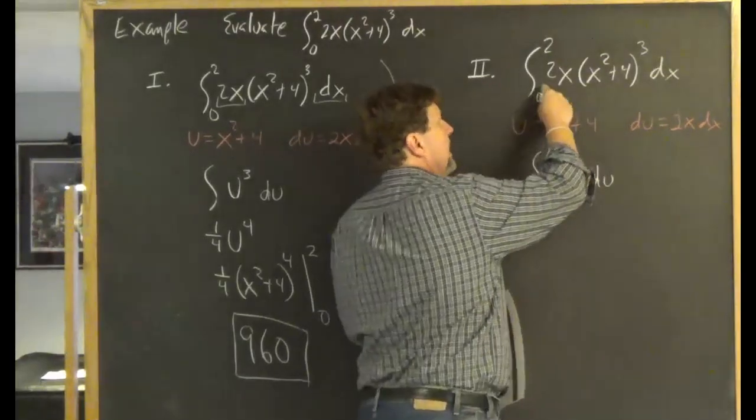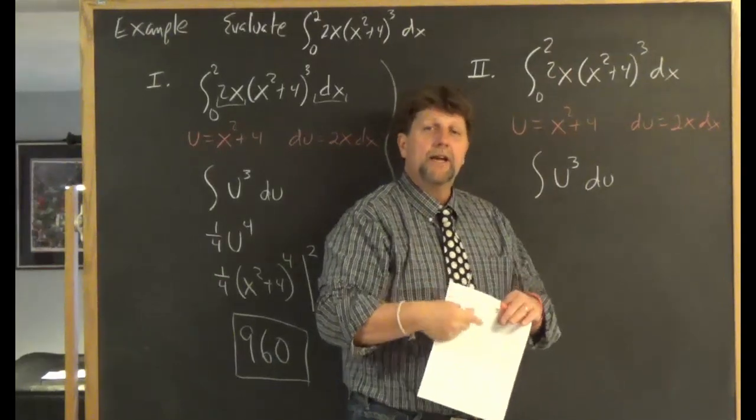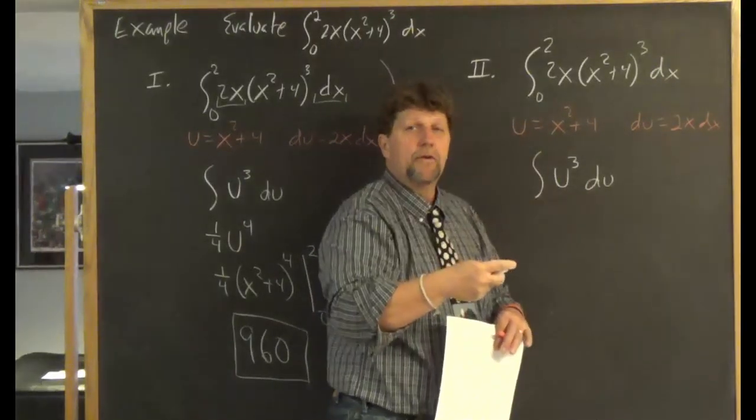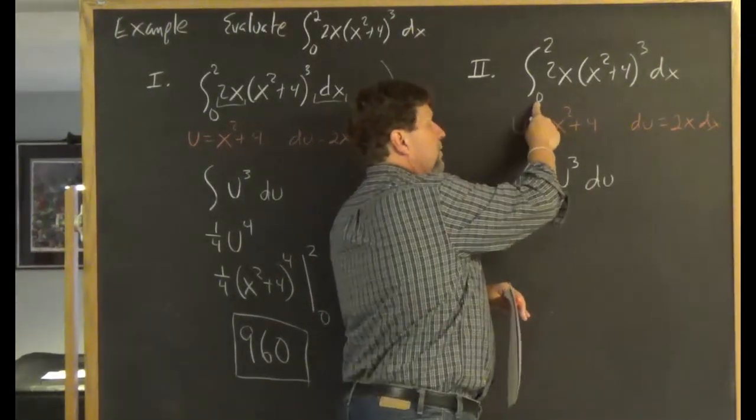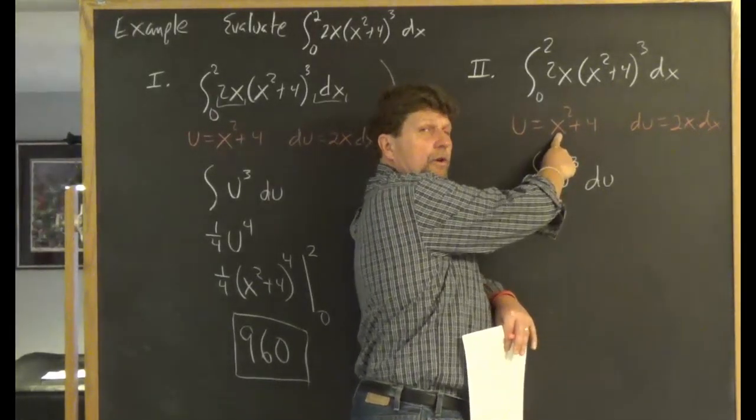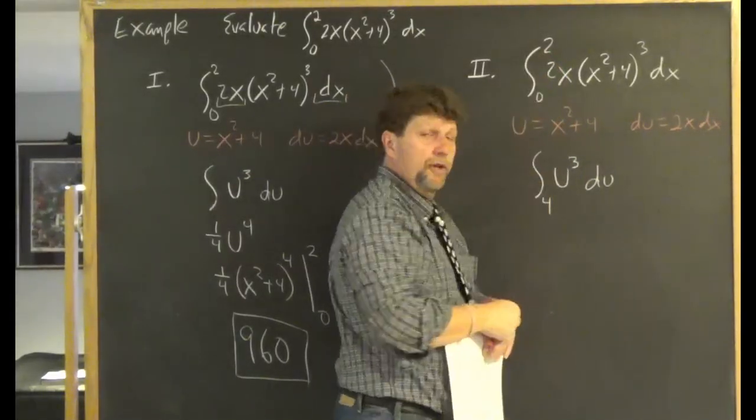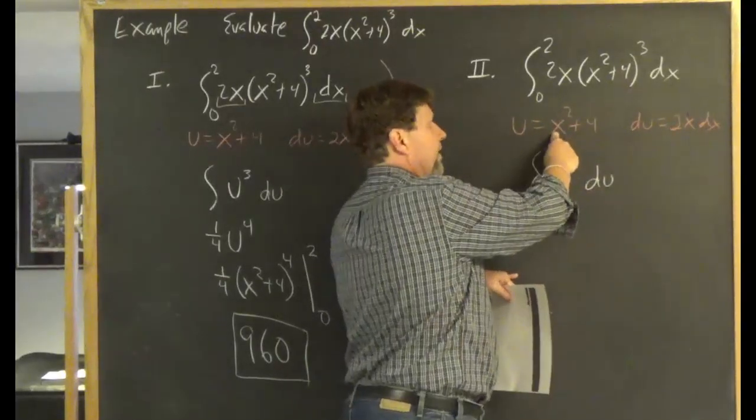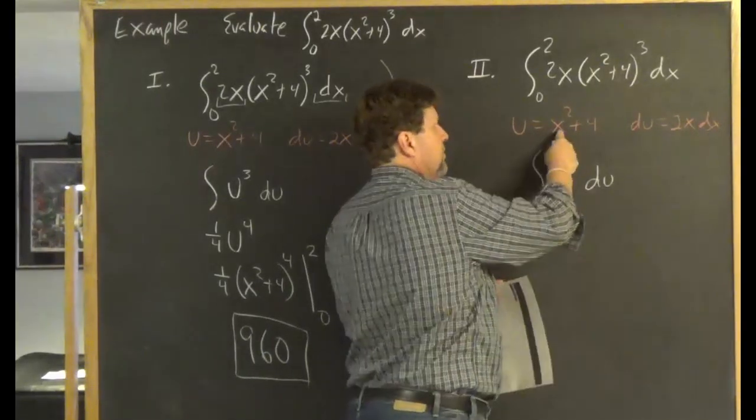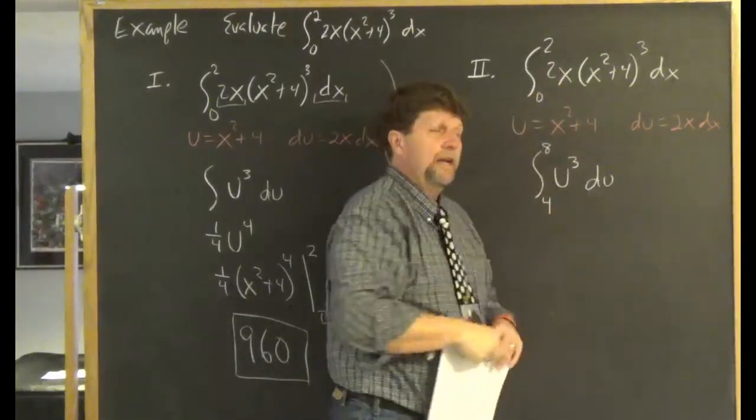I'm going to change these x limits. I'm going to change them into u limits. And here's how I change them into u limits. This says x equals 0. So if x equals 0, put 0 in here for x. And you would get u equals 4. This says x equals 2. Put 2 in here for x, and you end up getting u equals 8, because 2 squared plus 4 is 8. So I've changed those x limits into u limits.